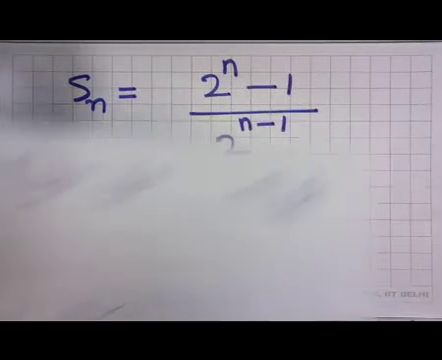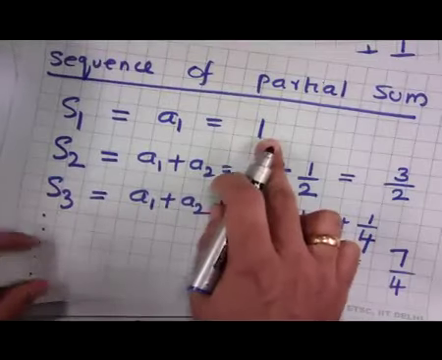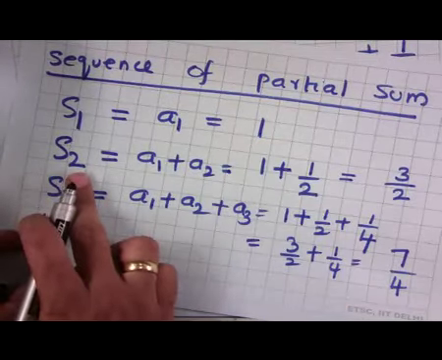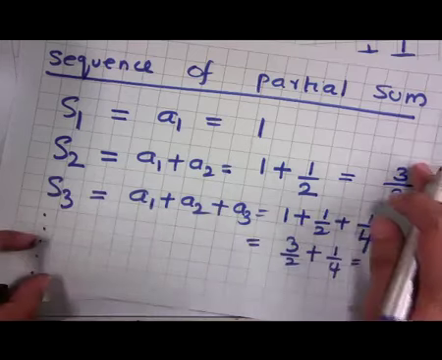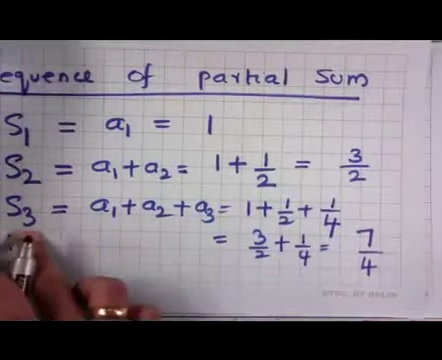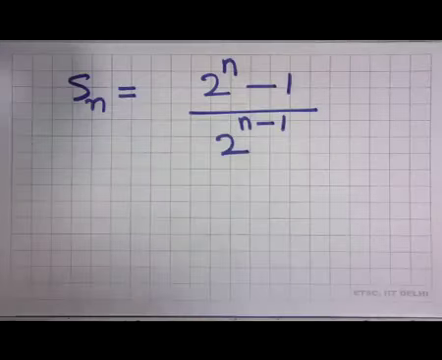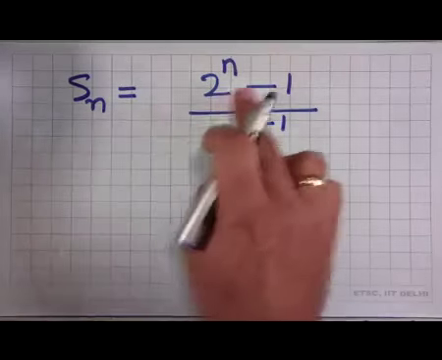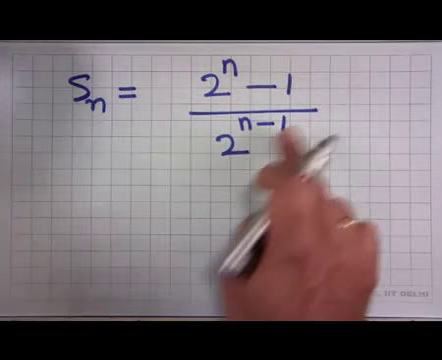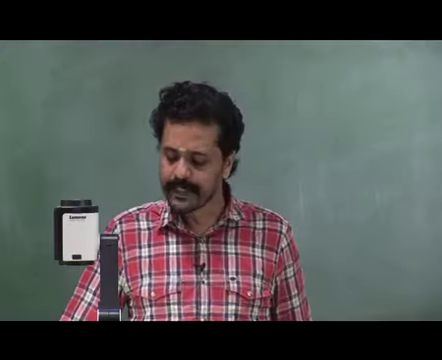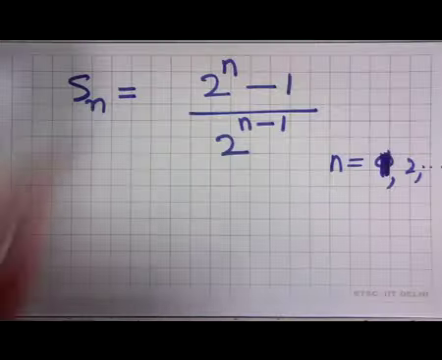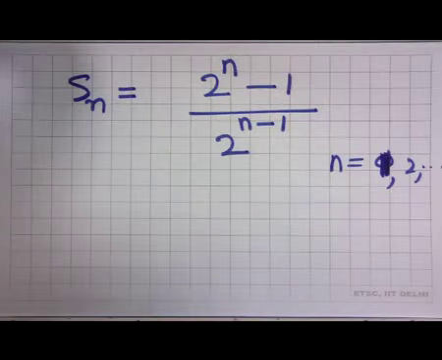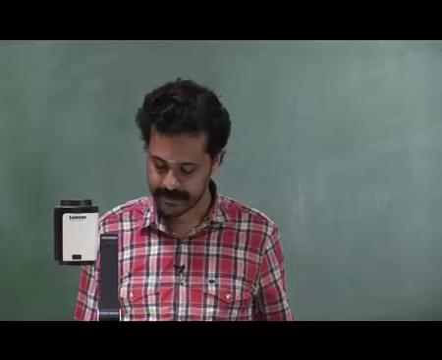First term is 1, second term in the sequence of partial sums is 3 by 2, third term is 7 by 4 and so on, nth term is (2 power n minus 1) by 2 power (n minus 1). It's a bit involved to see an expression for Sn like this. However, let us try to do it in a slightly different manner.